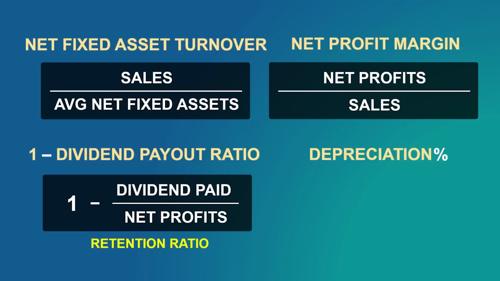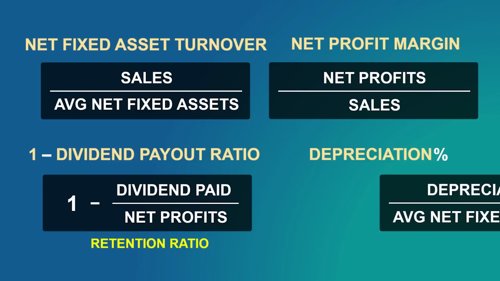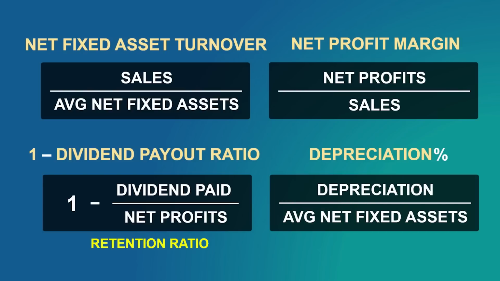It's an important number as it represents that portion of the profits that the business is reinvesting in the company's operations, and typically one would see that growing companies have a high retention ratio. And of course, depreciation is depreciation, which is the part of the profits that's kept aside and allows companies to write off an asset's value over a period of time.